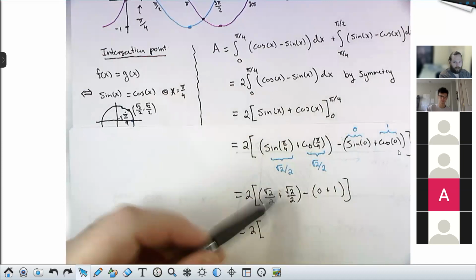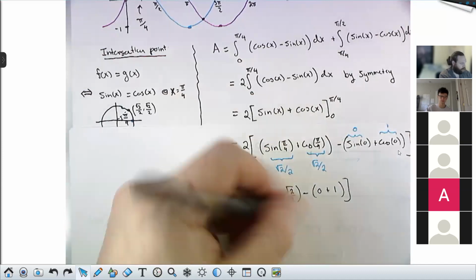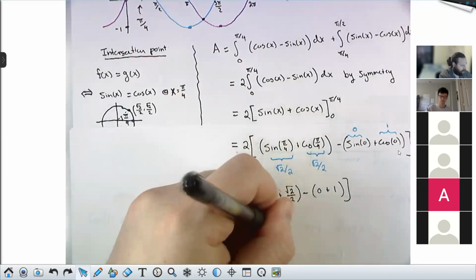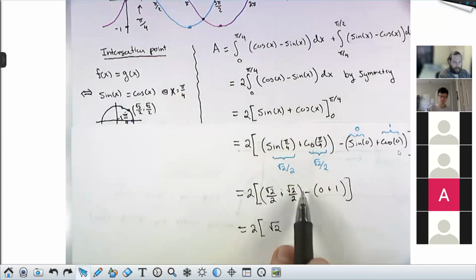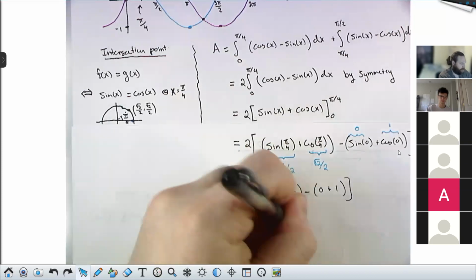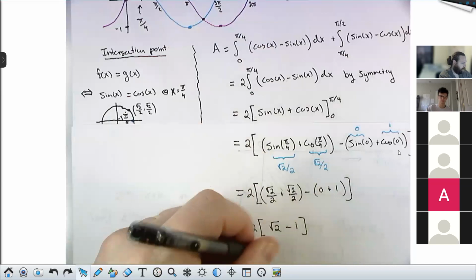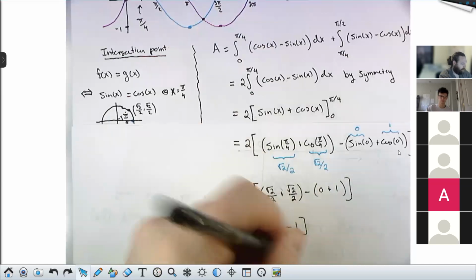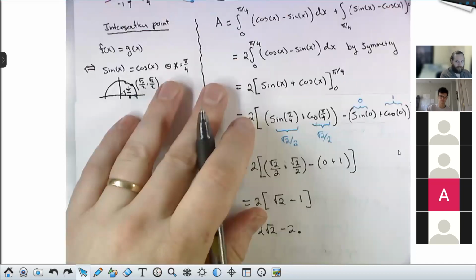√2/2 plus √2/2 is 2 √2/2, or just √2. Right? This parentheses, when you add these up, you just get √2. And then minus 0 plus 1, that's just -1. So we get 2 √2 minus 2 for our final answer. And we'll put a period there to denote the end of the thought.